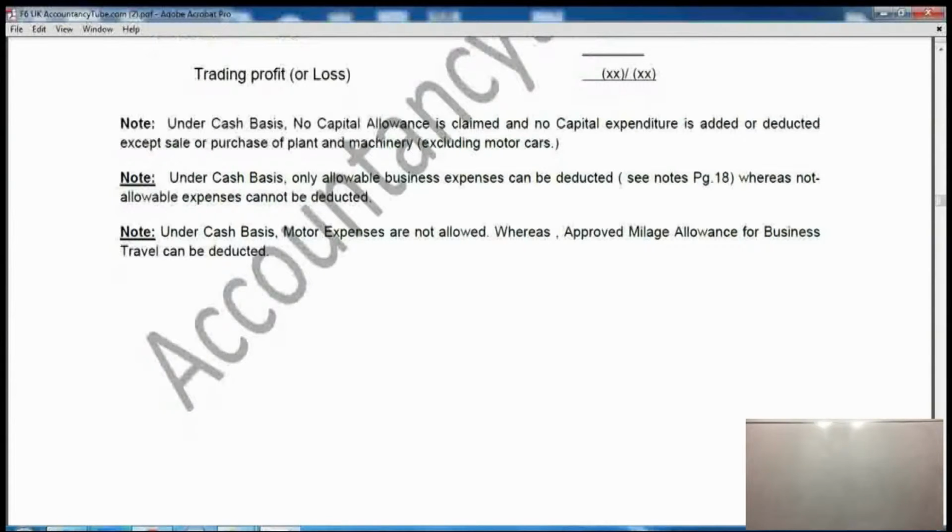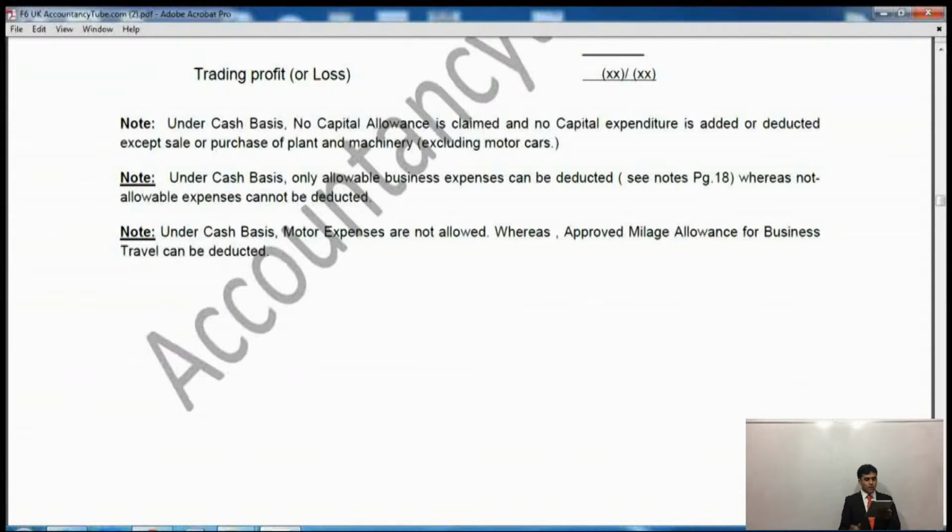Now in the second note it says, please read the second note. Under cash basis, only allowable business expenses can be deducted. And it says see notes page 18. Now this is not page, you can't see it on page 18. Please cut this one. This is a mistake. Please make sure you just cut this one out.